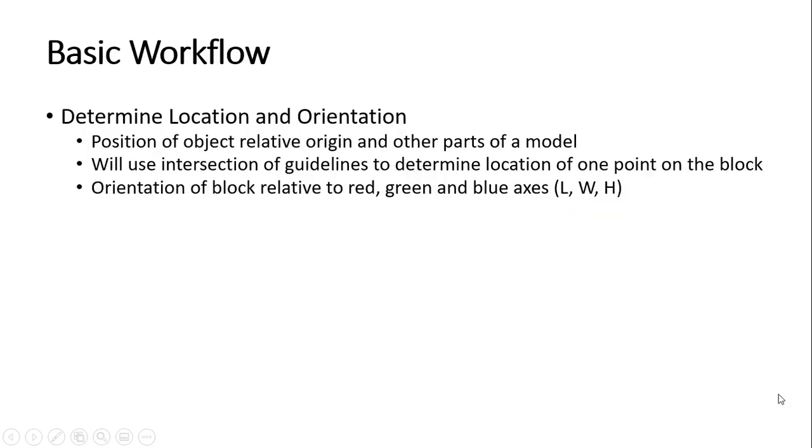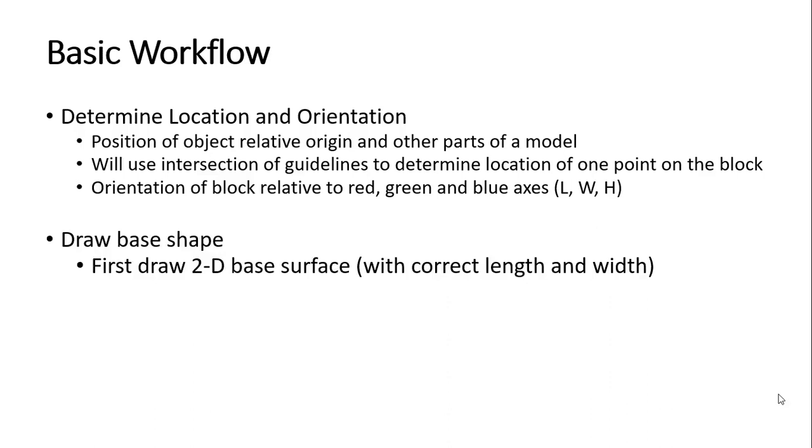The basic workflow that we're going to do is going to start with you determining the location and the orientation, and you need to position your object, and that means the position of your object relative to the origin and to other parts of the model. We're going to use the intersection of guidelines to determine the location of one point in the block for this exercise. And the orientation of the block relative to red, green, and blue axes is part of what we're going to be doing. And that's going to be on the length, width, and height.